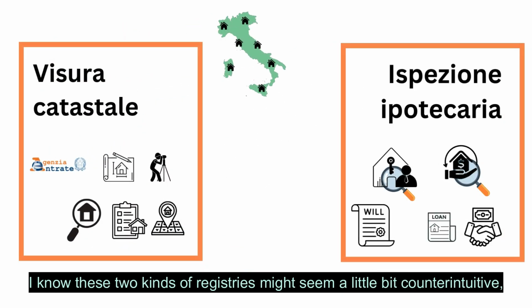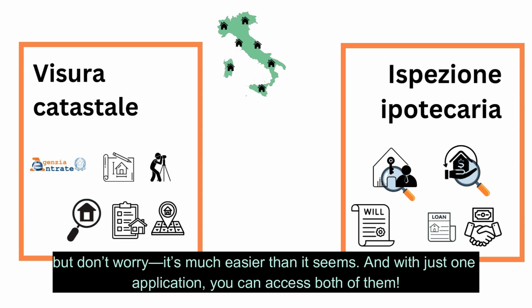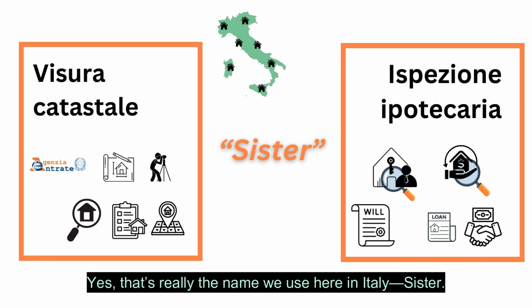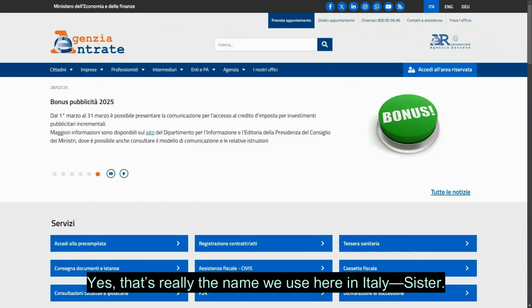I know these two kinds of registries might seem a little bit counterintuitive, but don't worry, it's much easier than it seems, and with just one application you can access both of them. I left the link in the description to log in to the application called Sister. Yes, that's already the name we use here in Italy, Sister.